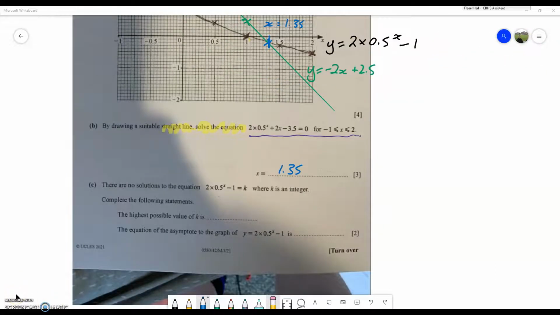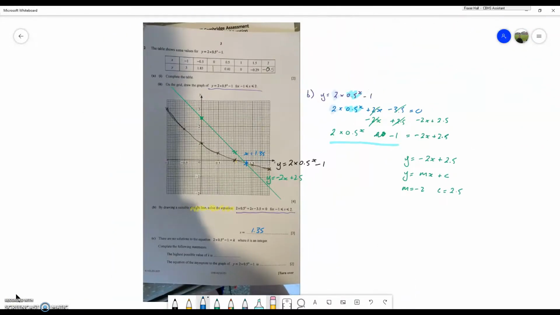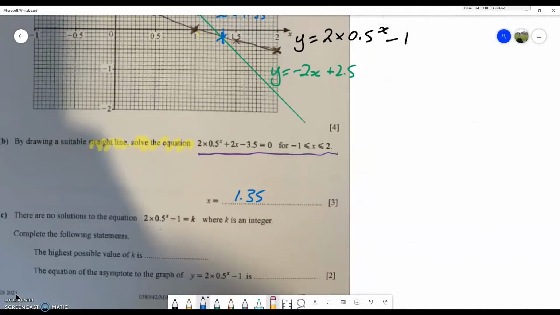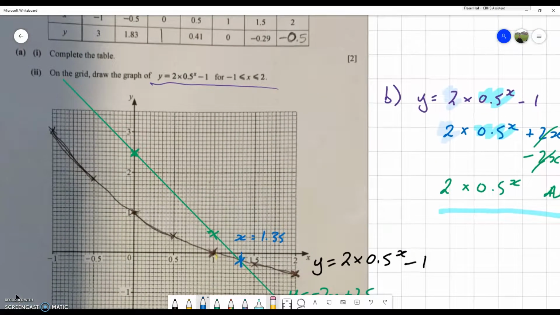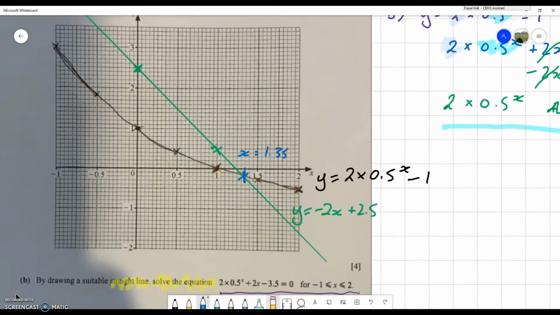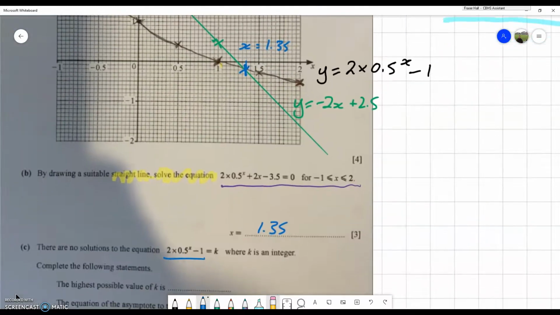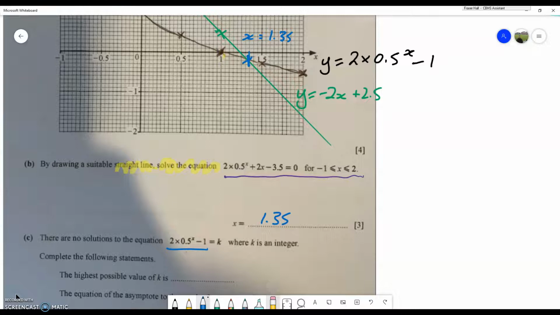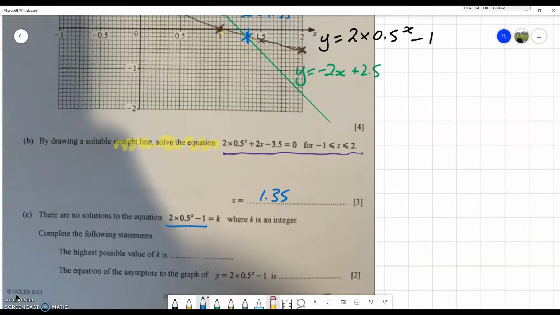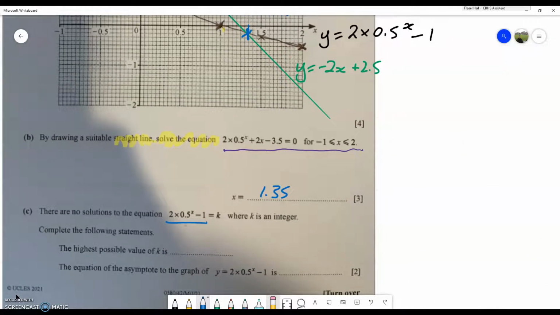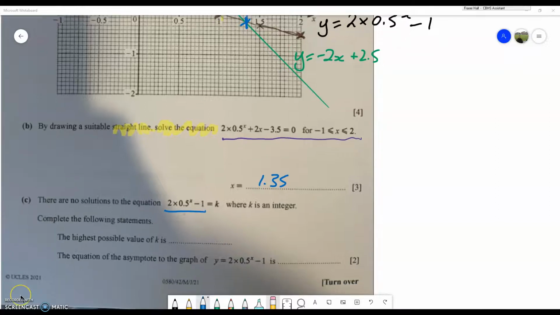So moving on to the third part of the question, it then talks about the original function again, which we've already drawn up the top there. So there are no solutions for the equation where k is an integer. Complete the following statements. What is the highest value of k? And to answer this question, I suppose the key point is that we need to think about exponential equations.